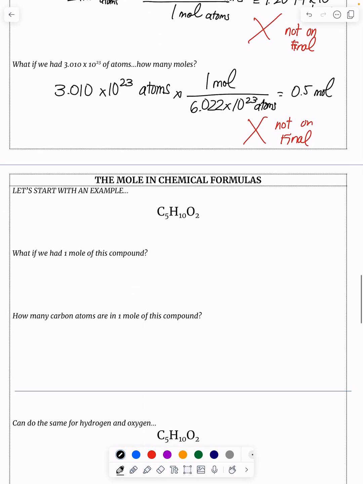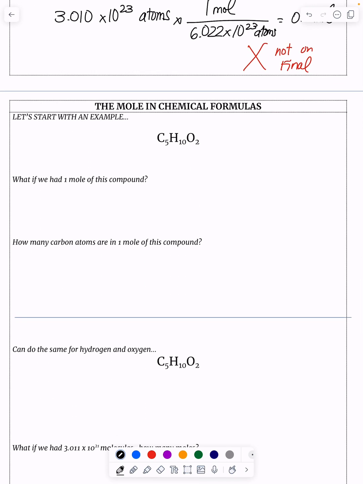Now, where does this show up in atoms? Let's look at a chemical formula. Let's look at C5H10O2. By now, with all of our work together, you should be able to look at this and say, oh, there's 5 atoms of C. There's 10 atoms of H. And there's 2 atoms of O. Altogether, there's 17 atoms total.